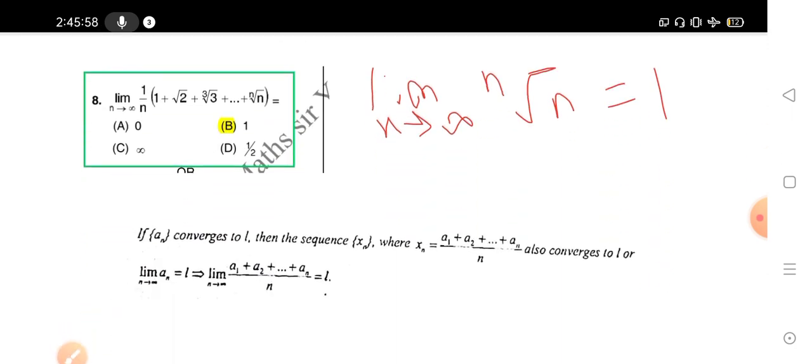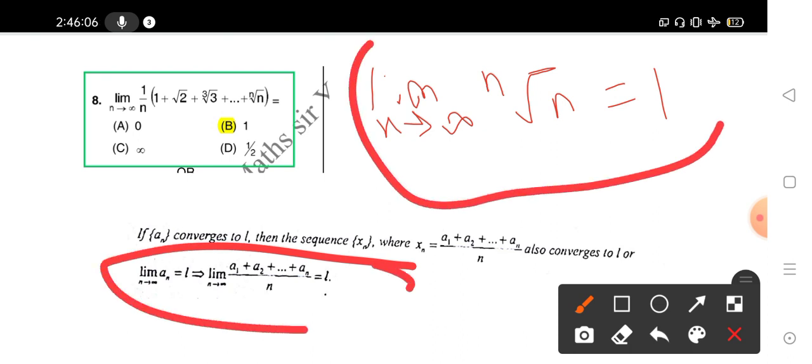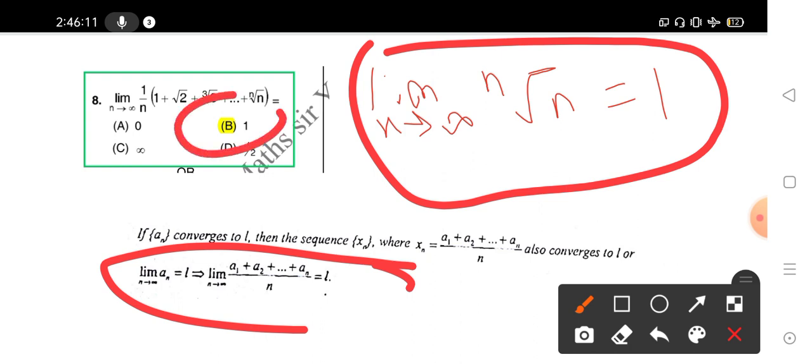This is from one result. If a_n converges to L, then the sequence also converges to L. Here the limit as n tending to infinity of n root n is equal to 1. Option B is correct.